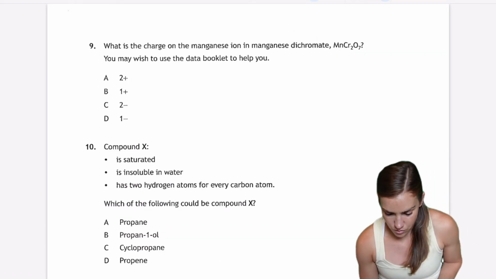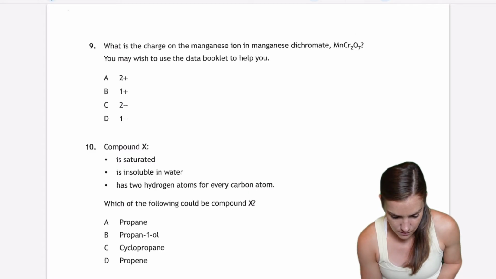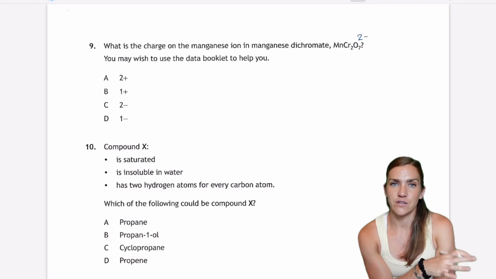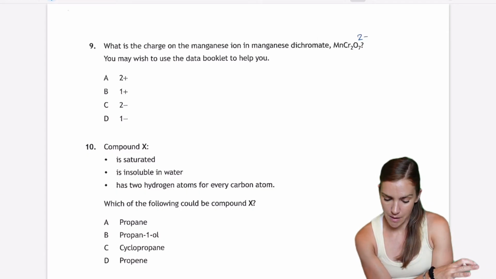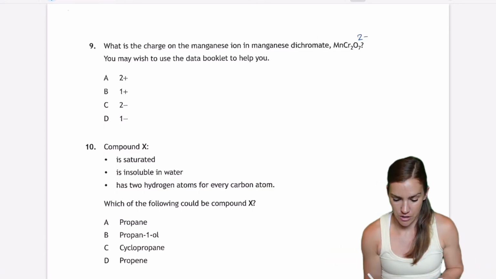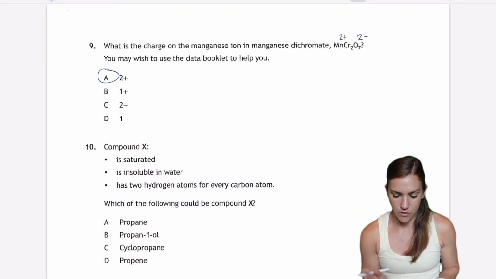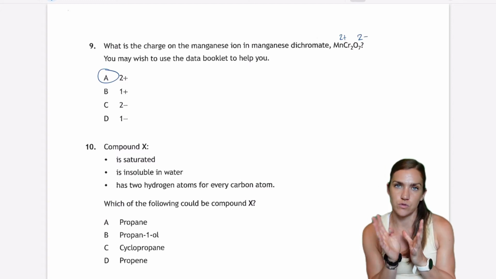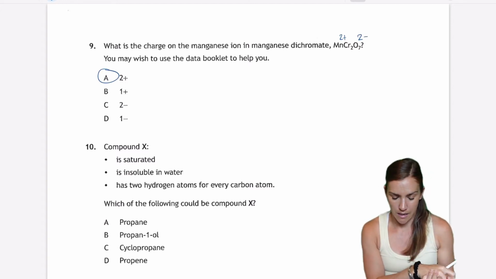So if we write the charge on there, there's the 2 minus, that means that the metal that dichromate's attached to, the manganese, must balance that charge out. So there must be a 2 positive charge on the manganese. Now there is only 1 mole of manganese ions, so that 2 positive charge you need to balance goes completely onto that 1 ion.